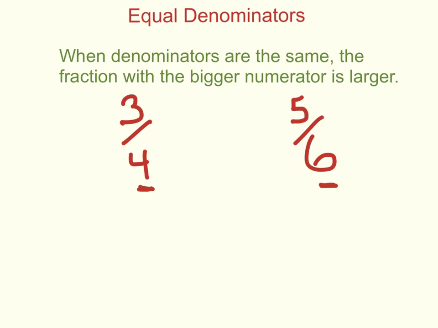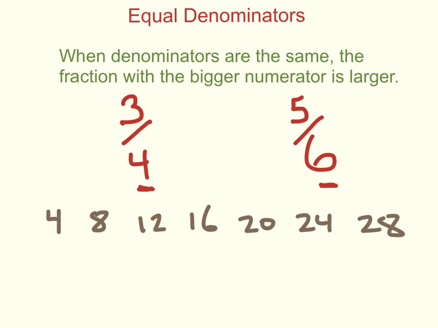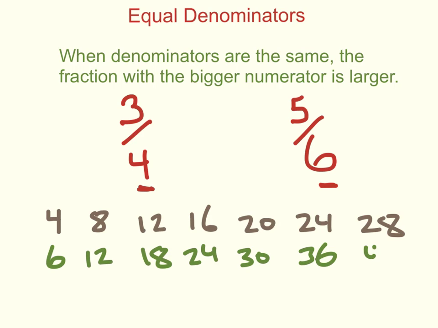both would go into. Well, if I count by fours, 4, 8, 12, 16, 20, 24, 28. And now I'm going to count by sixes. 6, 12, 18, 24, 30, 36, 42. Is there a number that both 4 and 6 go into? Well, there is. 12. They both go into 12.